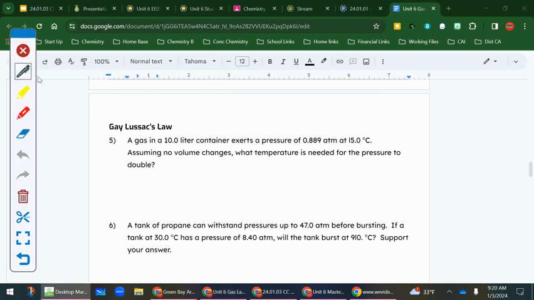Okay. By the way, up at the top by Gay-Lussac's law, I would write the following, ladies and gentlemen: P1 over T1 equals P2 over T2. Now, I would also probably somewhere write this.